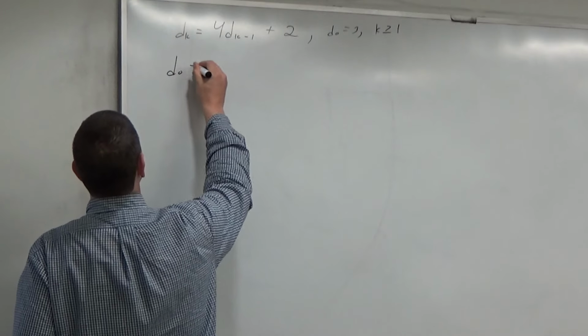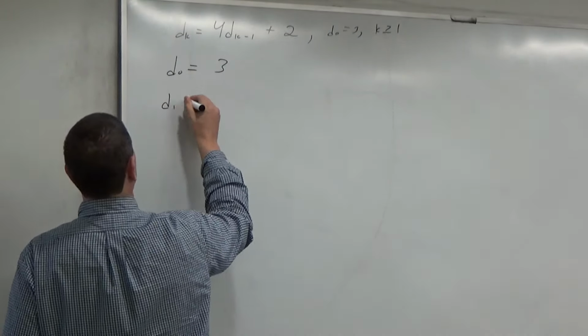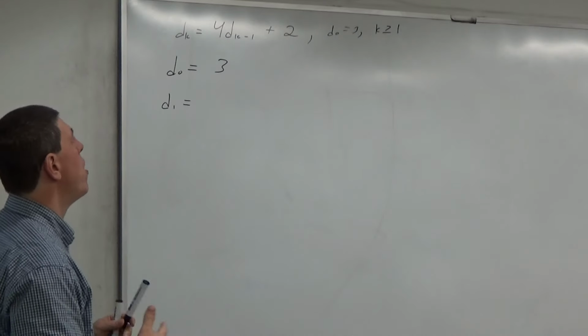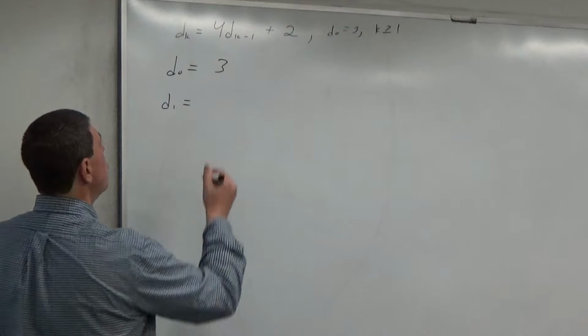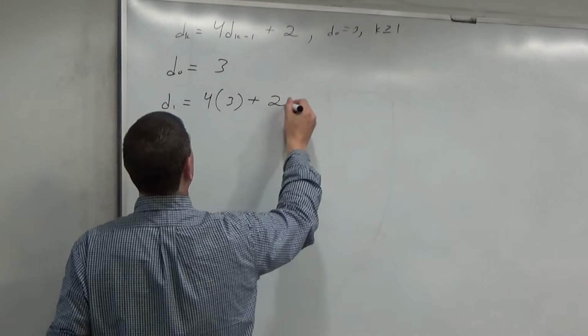Now d sub 0 is clearly equal to 3. For d sub 1, all we're going to do is take the previous instance, plug it back in for d sub k minus 1, and then we have the 2 on there. So d sub 1 is going to be 4 times the quantity 3, plus 2.